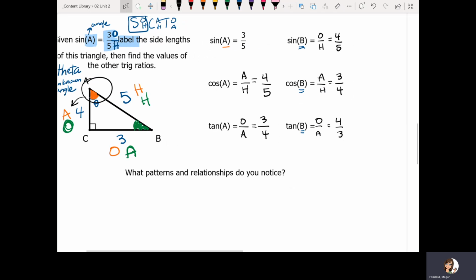Now, what I want you to do is think about this question right here. I want to give you 30 seconds to look at these numbers or write them down if you haven't. What patterns and relationships do you notice? Go ahead and write down a couple of things you notice on your paper or think about it in your head.